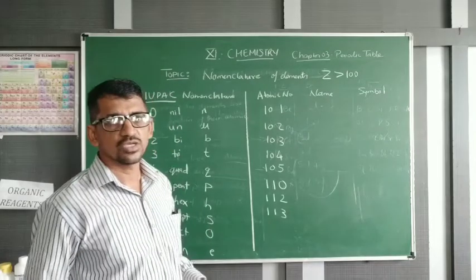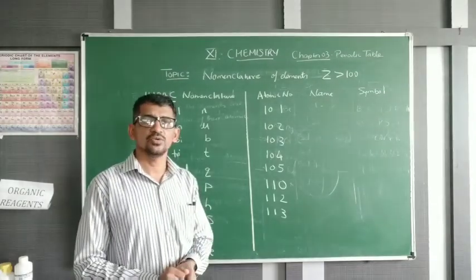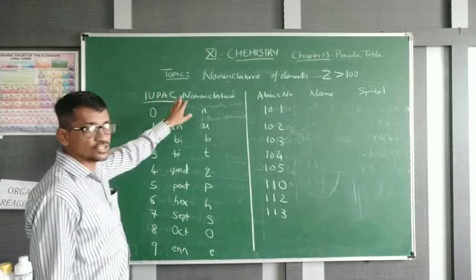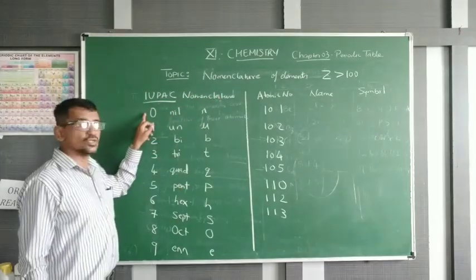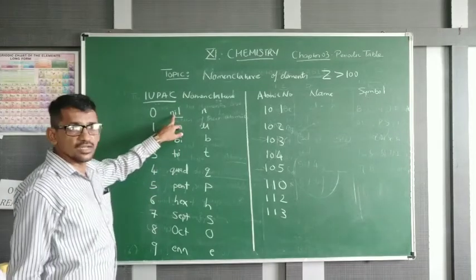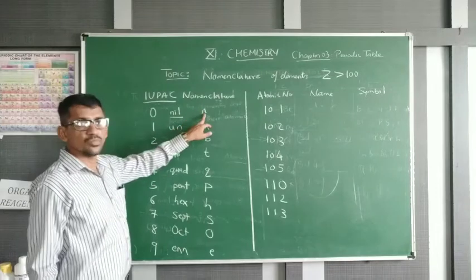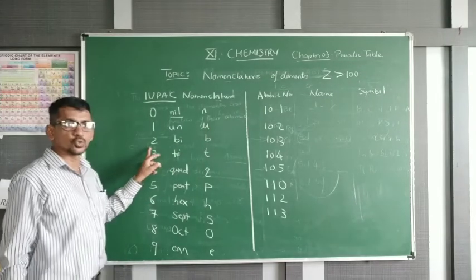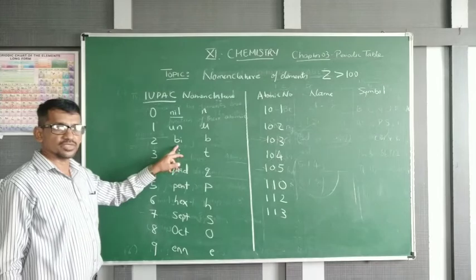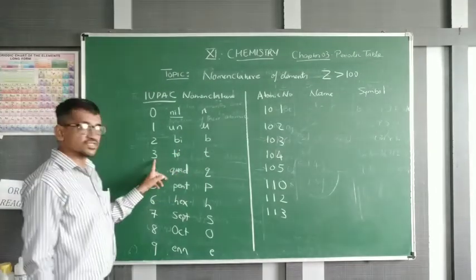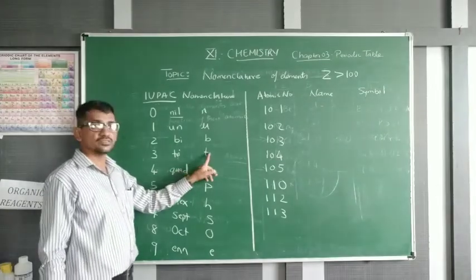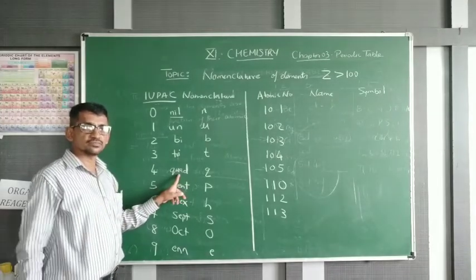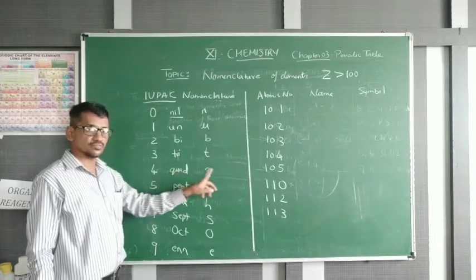Certain numbers have certain abbreviations given according to IUPAC nomenclature, International Union of Pure and Applied Chemistry. If the digit is 0, then its name is given nil, and symbol is N. Similarly 1, then it is un, symbol is U. If it is 2, then it is bi, remember this, and symbol is B. If it is 3, then tri, so it is T symbol. Number 4, quad, so symbol is Q.